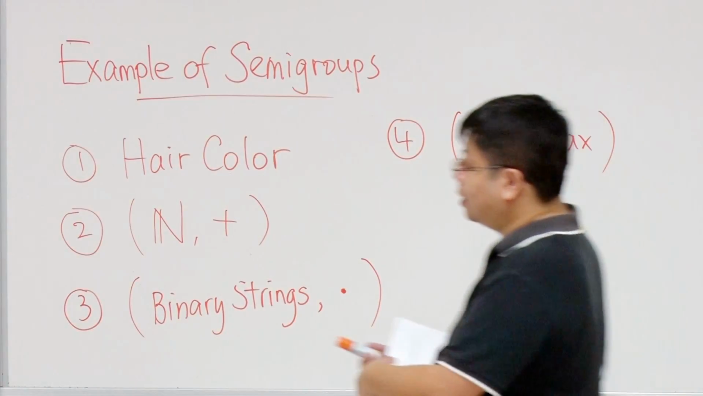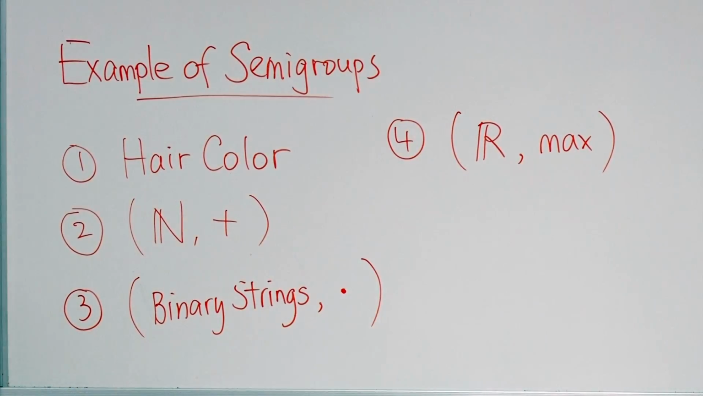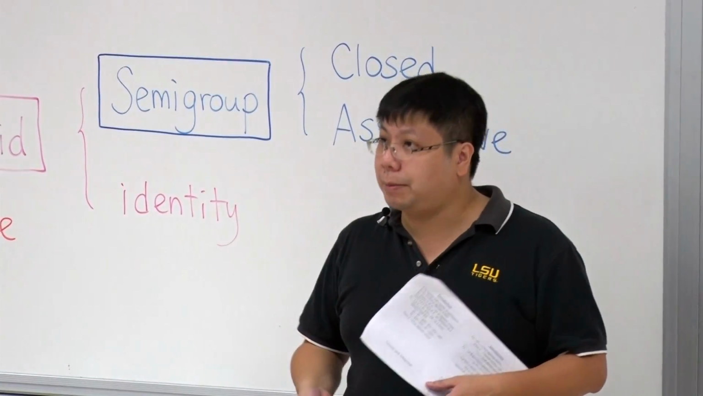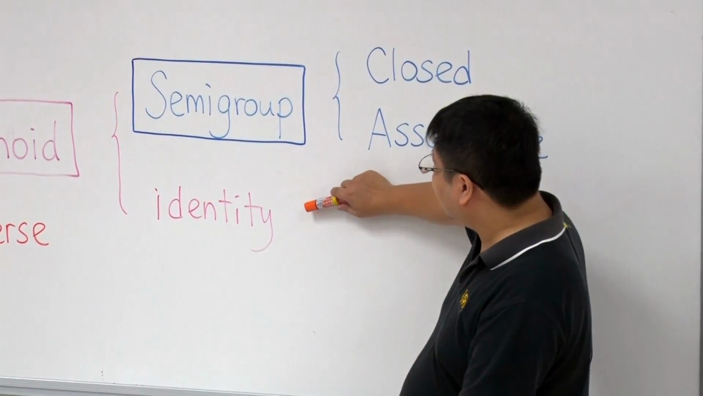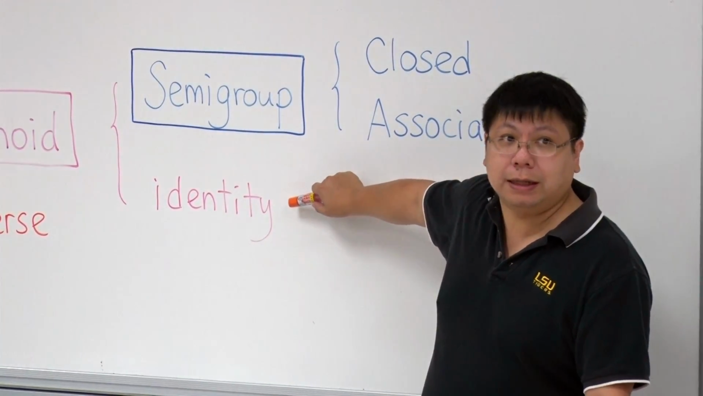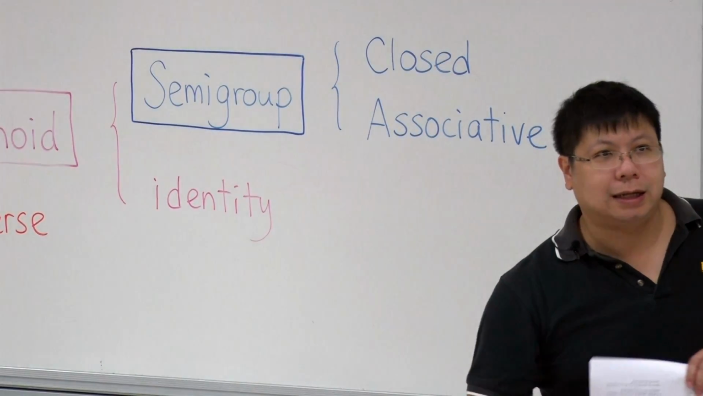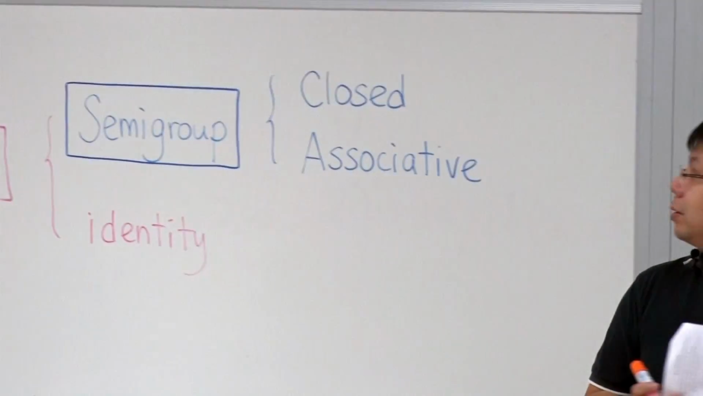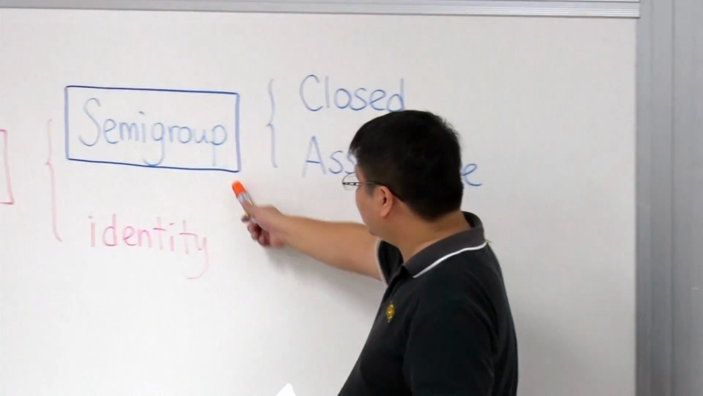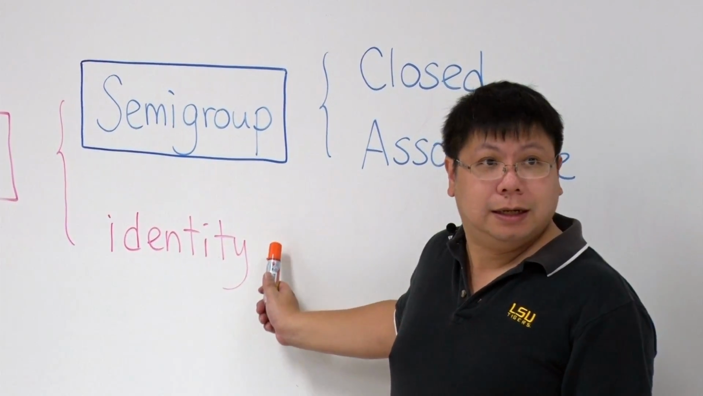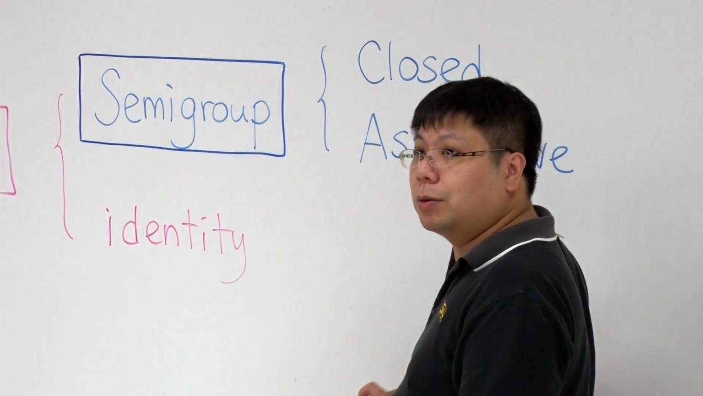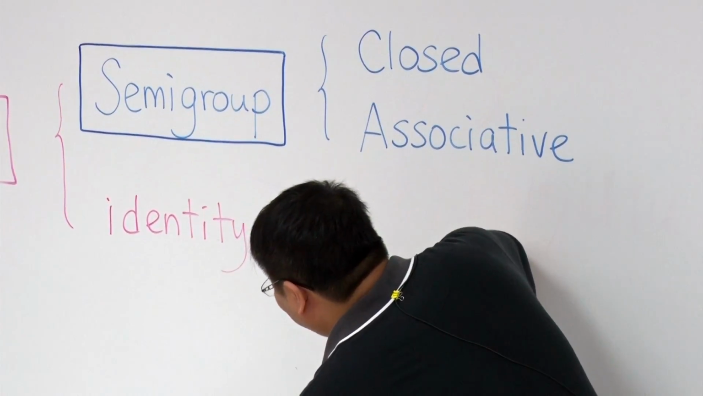Now next, from semi-group, we can make it more complicated. If a system is a semi-group but it has one more property, then it will be promoted to the next class called monoid. A semi-group with something called an identity will become a monoid. So what is an identity? Definition.